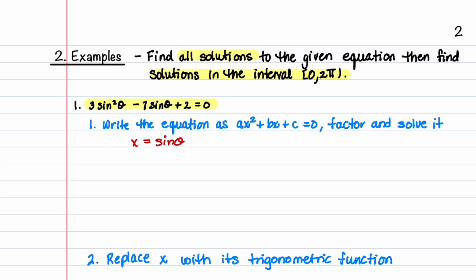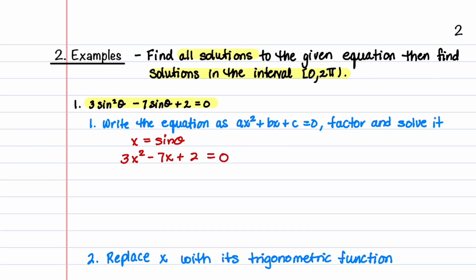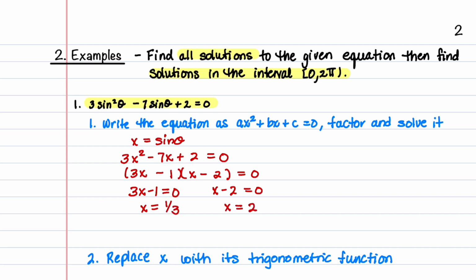Plugging this into our equation, this gives us 3x squared minus 7x plus 2 is equal to 0. We then factor this equation, so we have a 3x and we have an x. We need a 2, so we'll put the 2 here, the 1 here. We need a minus 7, so both of those are negative. This gives us 3x minus 1 is equal to 0, and it gives us x minus 2 is equal to 0. So we have x is equal to 1/3, and then x is equal to 2.